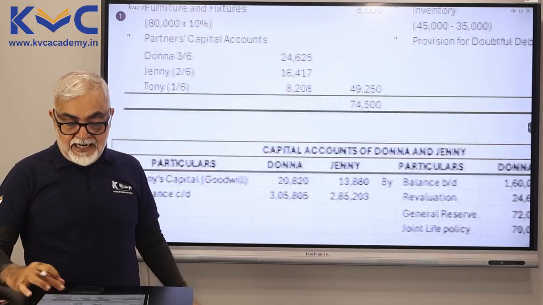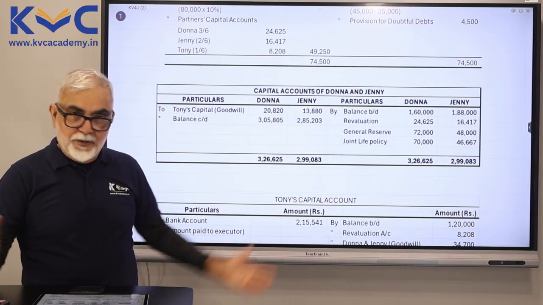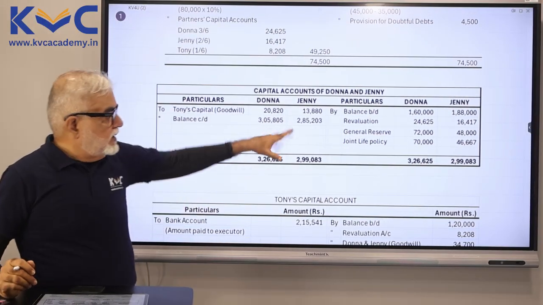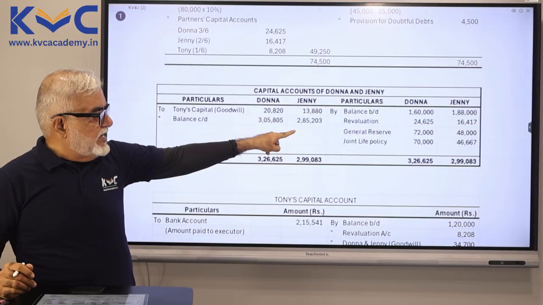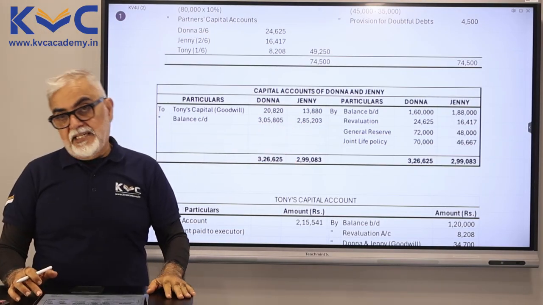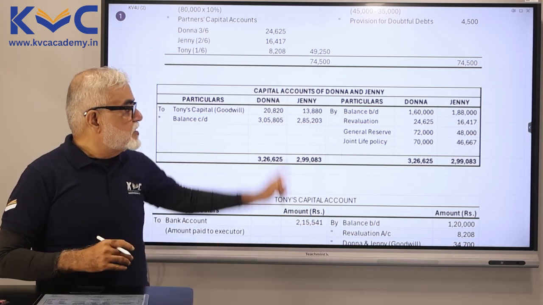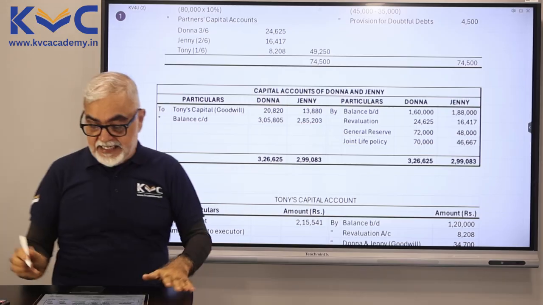Then I open the capital accounts of the continuing partners first. You can do it together also. Balance, revaluation, general reserve, joint life policy. Joint life policy in the balance sheet is at 40,000. They got 2 lakhs. So 1,60,000 was shared.